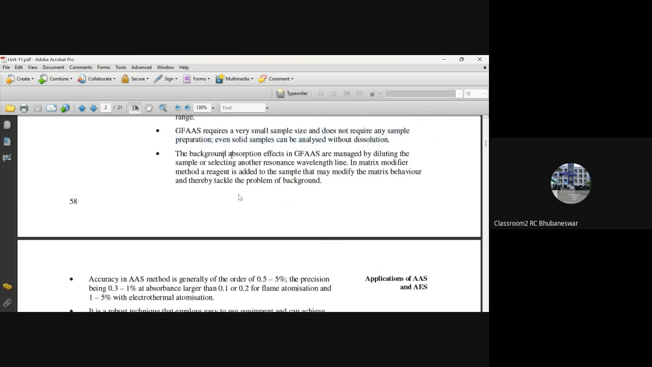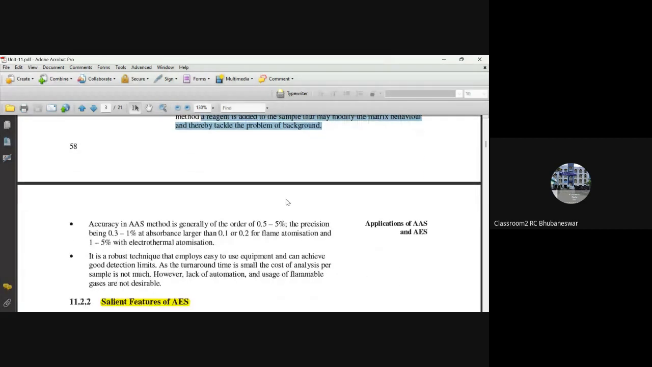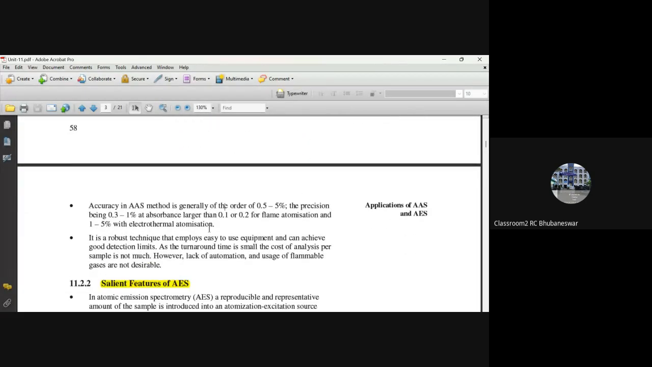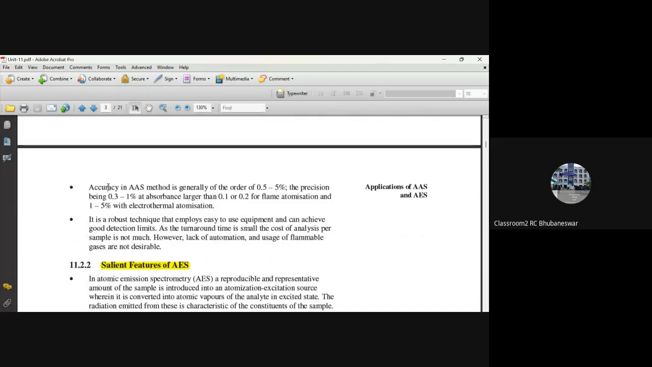Then background absorption effects in GFAAS are managed by diluting the sample or selecting another resonance wavelength line. So in the matrix modifier method, a reagent is added to the sample that may modify the matrix behavior and thereby tackle the problem of your background. Because background noise can be minimized through various ways, and we have to do trial and error to minimize that.